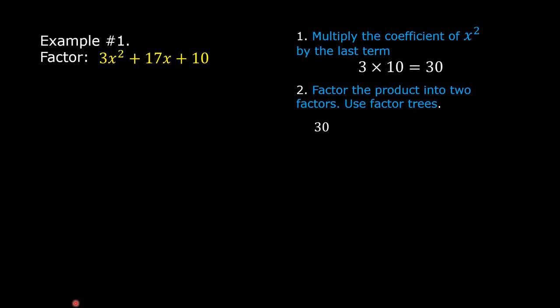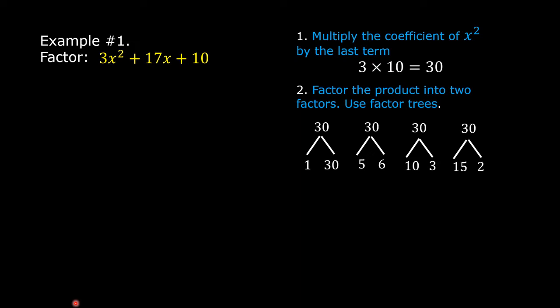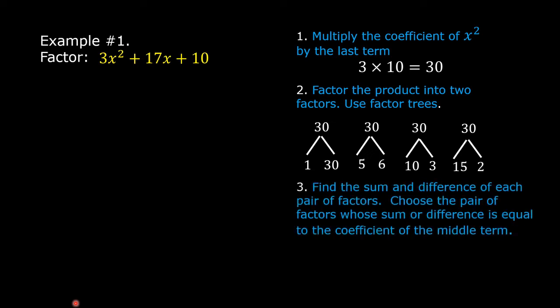Use factor trees. 30 can be factored as 1 and 30. It can also be factored as 5 and 6. It can also be factored as 10 and 3. It can also be factored as 15 and 2. Next, find the sum and difference of its pair of factors. Choose the pair of factors whose sum or difference is equal to the coefficient of the middle term.